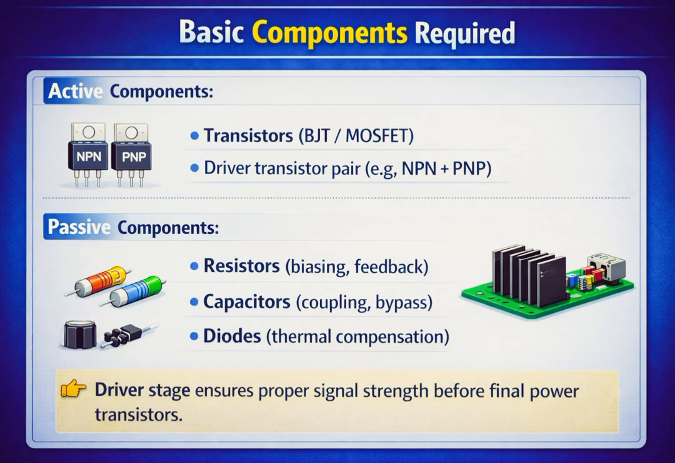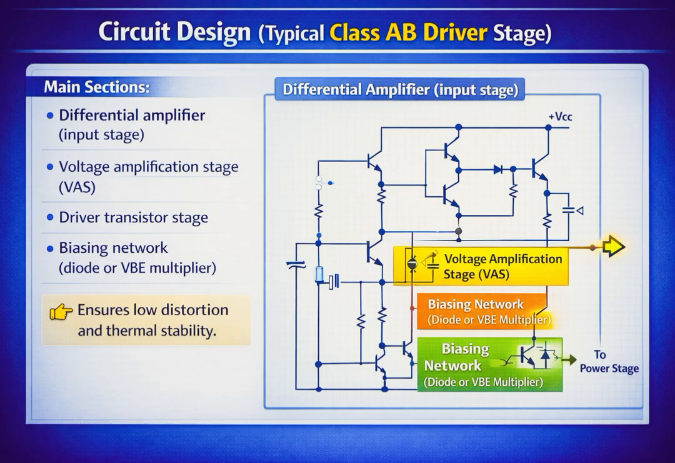In addition to these, we also need supporting components like heat sinks to dissipate heat, PCB board to mount the components, power supplies such as plus or minus 12V, plus or minus 24V, or plus or minus 35V depending on amplifier power. These components together form the driver circuit. Circuit design, typical Class AB driver stage.